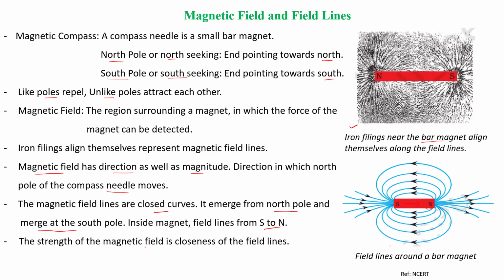And the strength of the magnetic field is shown by the closeness of the field lines. If field lines are more close, that means if you observe here, this magnetic field strength will be more compared to this region. Here we have less strength of the magnetic field, and close to the north or south pole, the closeness of the lines is more, so the strength of the magnetic field is more here.